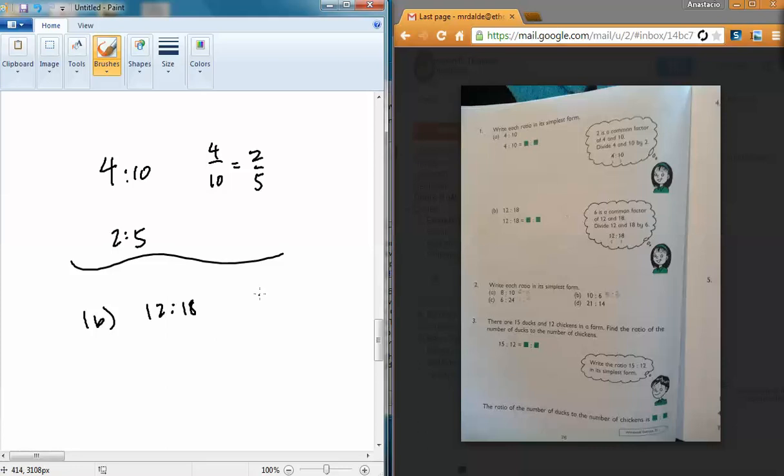12 to 18, I can think of that as 12 over 18, which, reducing that, I can divide both the top and bottom by 2, and I'll get 6 over 9. Is that right? Yeah, that is. But actually, instead of dividing both the top and bottom by 2, I can divide both by 6. And that would give me 2 over 3. Because 12 divided by 6 is 2, 18 divided by 6 is 3, so really this ratio is 2 to 3.